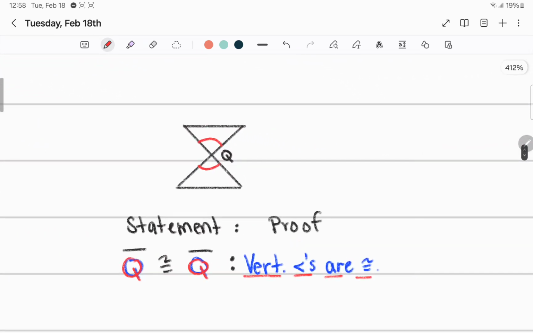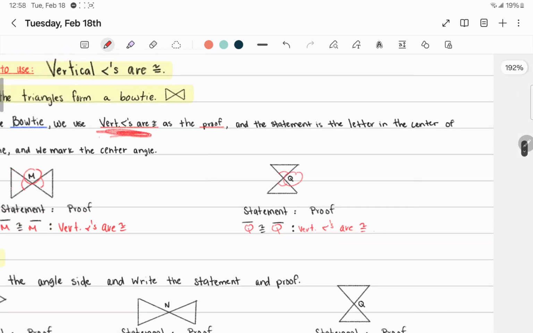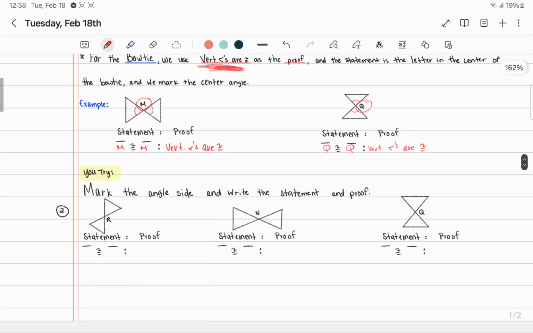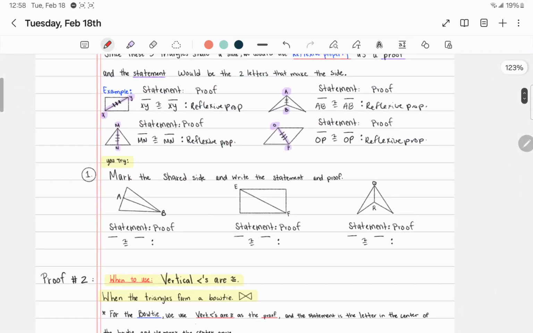Same thing over here. You see the bow tie? Yes, it's just standing up. It's still a bow tie. We're gonna mark it, that letter Q, vert angles are congruent. That's it. Okay, that is your vertical angle. So you have to write your statement and your proof for these. Okay, that is it. Those are the two rules we're doing.